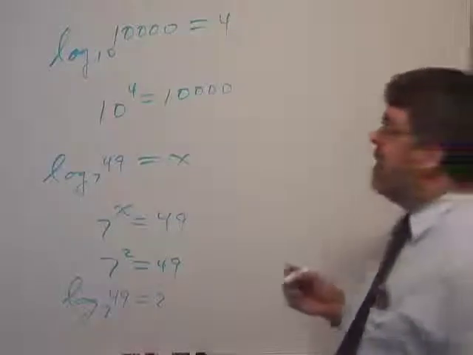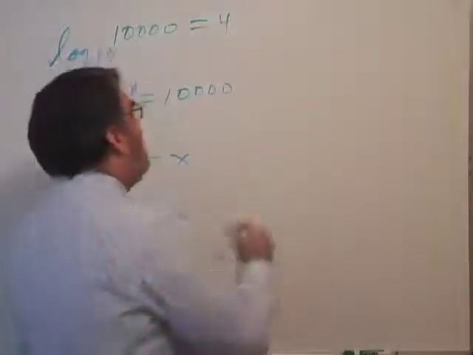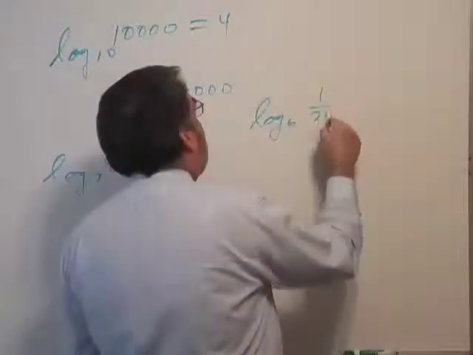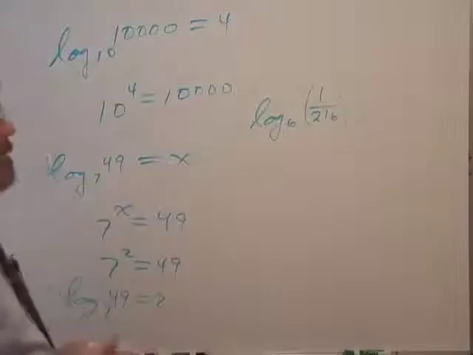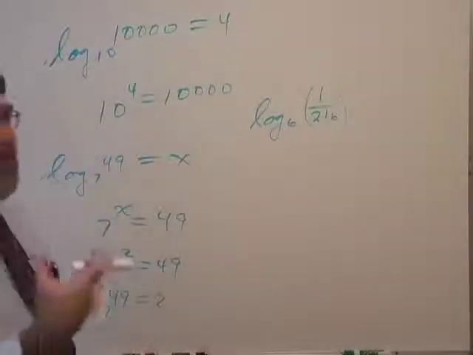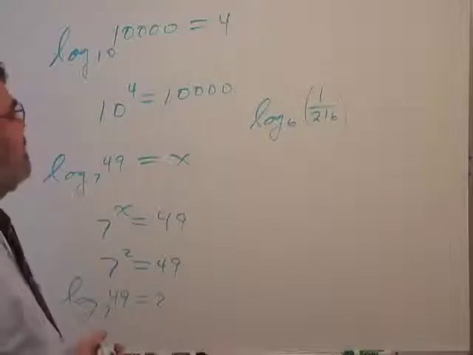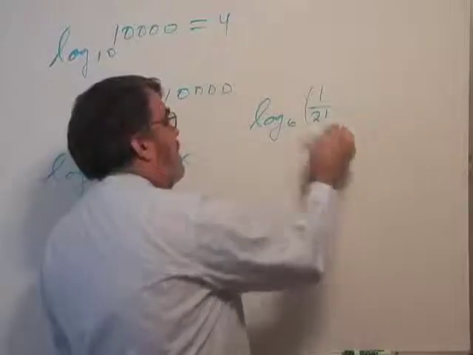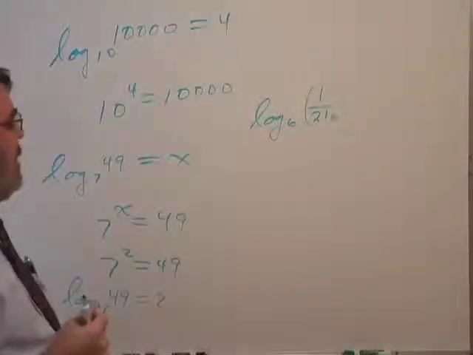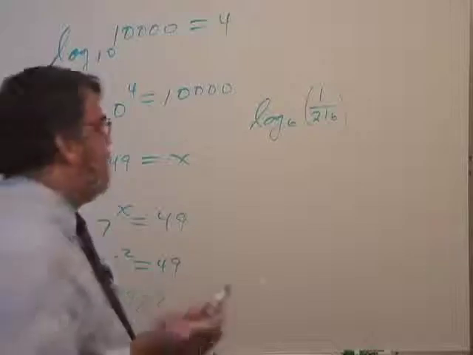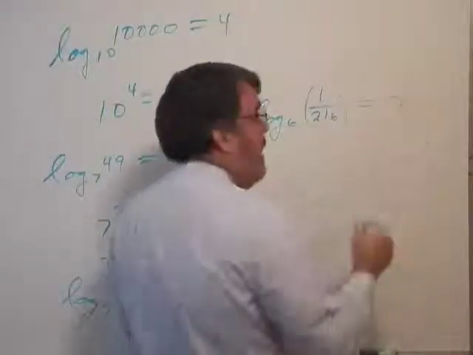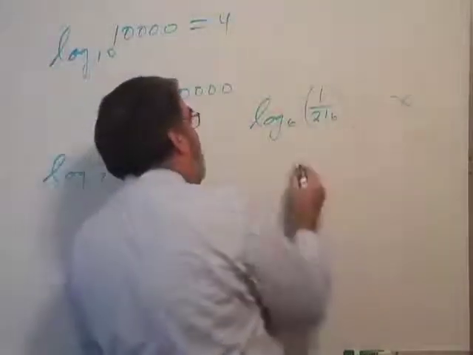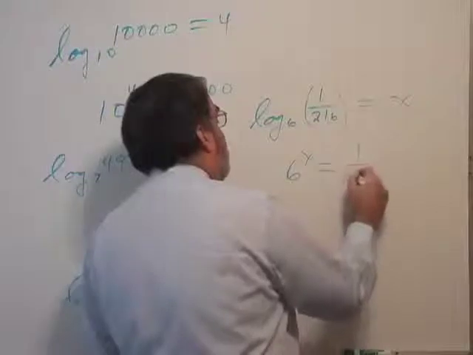Let's try another one. This will be a little tougher. What's the logarithm base 6 of 1 over 216? Now I know instinctively that that's going to be a negative number. And in fact, when the argument of the log function is less than the base, then I think it's true that it's always going to be negative. But anyway, let's see what happens. I'll set that equal to x, and then we'll convert to exponent form. So I have 6 to the x power is 1 over 216.